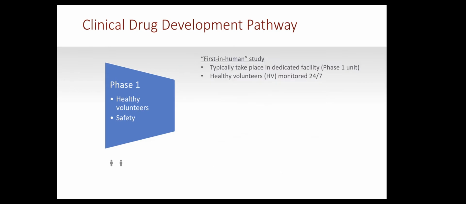So looking at a little bit more detail, we come to phase one. These are typically described as first in human studies, and they'll take place in a dedicated facility called a phase one unit, and studies on healthy volunteers, and they'll be monitored 24/7 while they receive treatment.